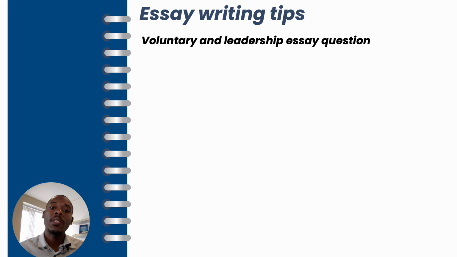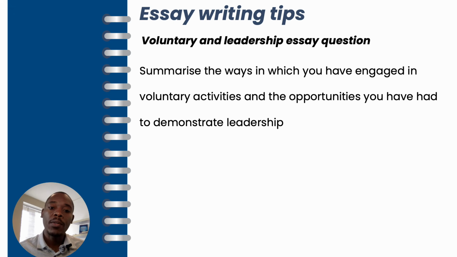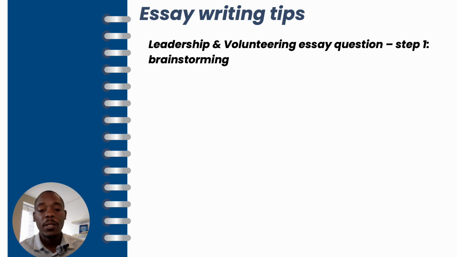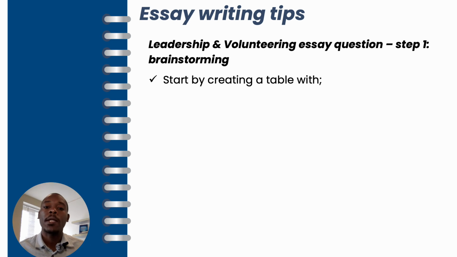Right. The next essay talks about voluntary and leadership, and this essay requires you to summarize the way in which you have been engaged in voluntary activities and the opportunities that you've had to demonstrate leadership. So the first point again is to do brainstorming always before you write the essay. So start by creating a table.